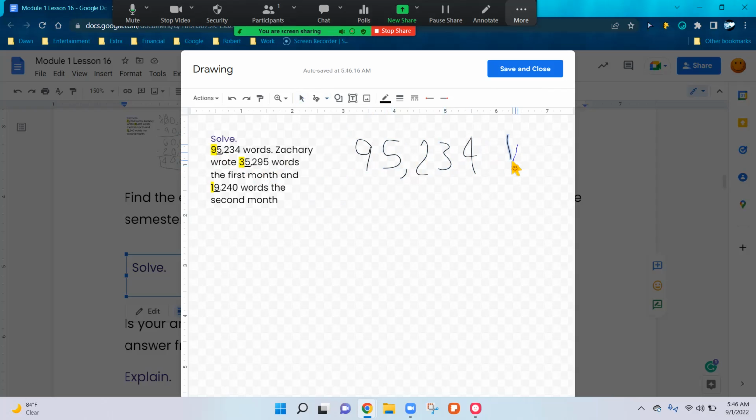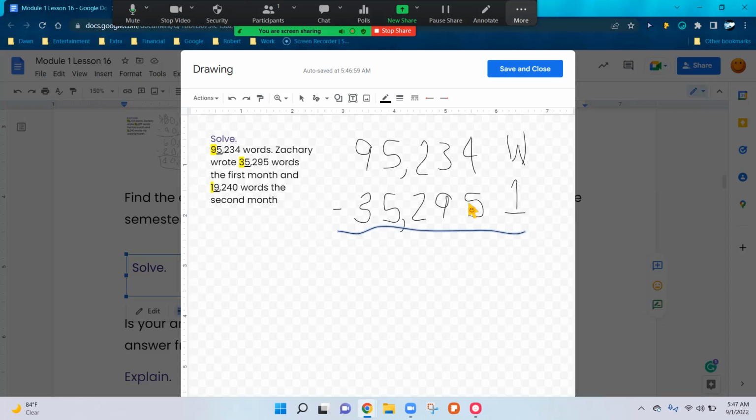And remember, this was the whole semester. Now we're going to subtract the number from the first month, which was 35,295. So my ones column, I write my 5. In my tens column, I write my 9. In my hundreds column, I write a 2. In my thousands column, I write a 5. And then in my 10,000s column, I write a 3. So I'm going to subtract this first set.